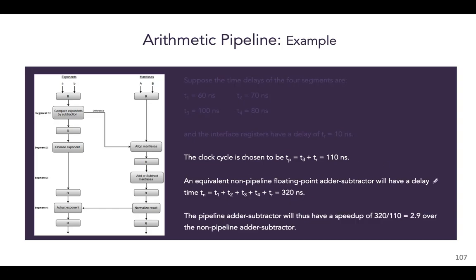So if you compute the speed up, that comes out to be 2.9. So a pipeline system is 2.9 times faster than an equivalent non-pipeline system. If you had performed the same floating point addition using a non-pipeline system, it would have taken 2.9 times more than this system takes. And that is the clear advantage of using an arithmetic pipeline. Another advantage, aside from the speed up, is that you will be able to perform addition or subtraction of a stream of binary numbers simultaneously.